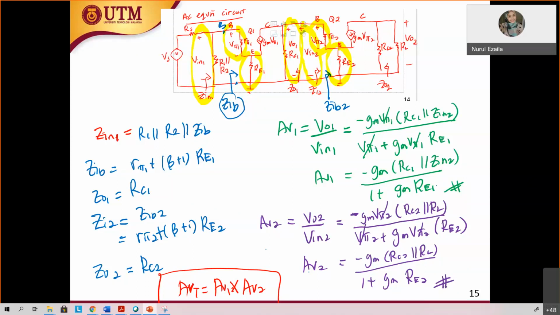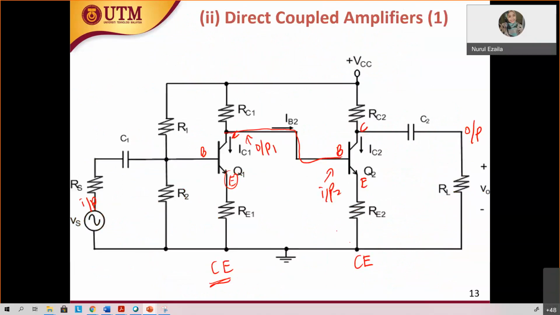Hello? It can be any common, right? Yes, correct. It can be any common. Correct. Okay, so for this direct couple, it is more straightforward, where there is no capacitor in between and no input resistance at stage 2. It goes directly to the transistor.